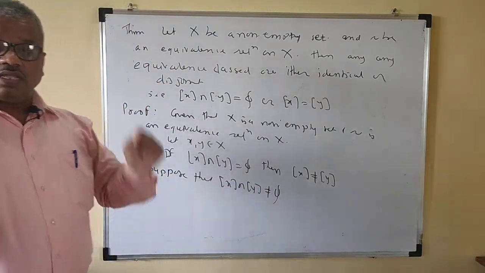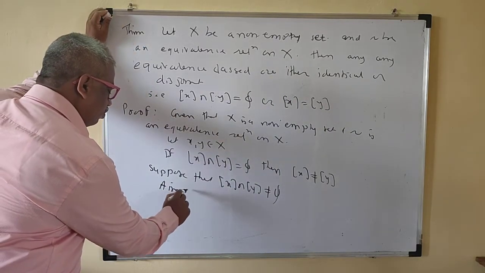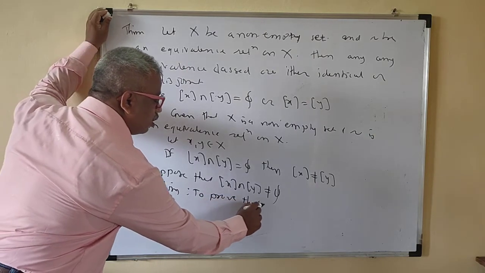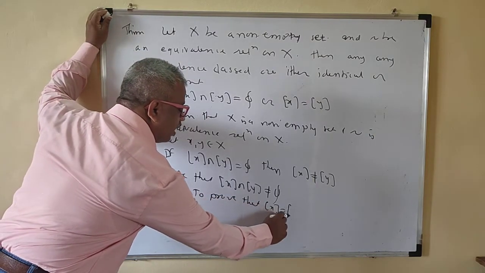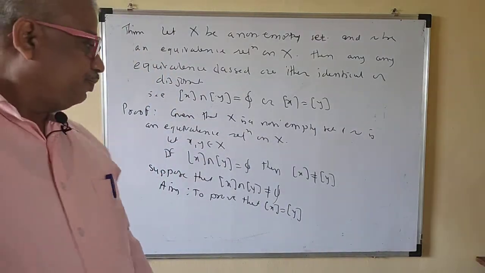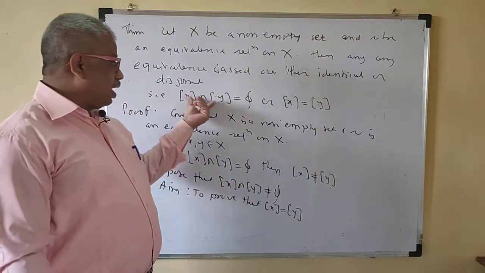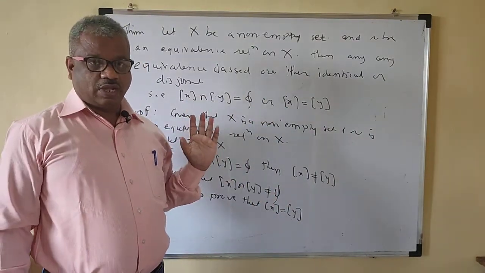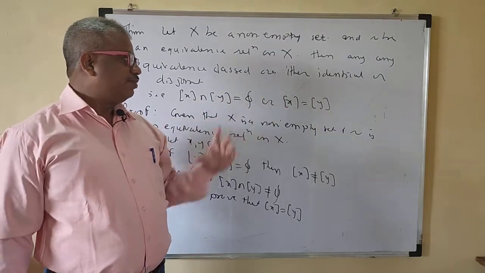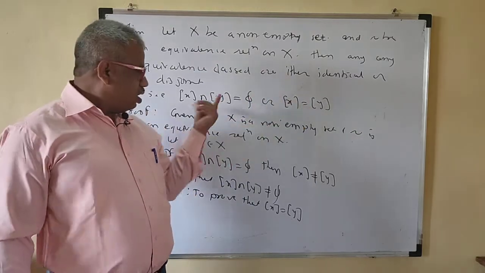If it is not empty, now what is your aim? Our aim is to prove that the equivalence class of X is the same as the equivalence class of Y. Whenever the intersection is not empty, either they are disjoint or they are identical. One of them holds.